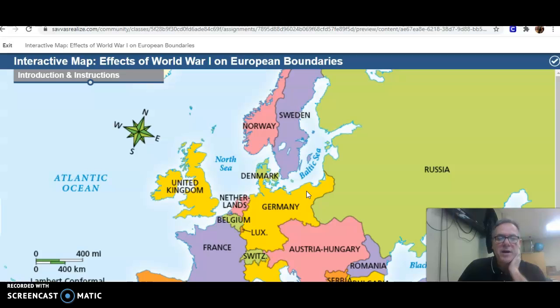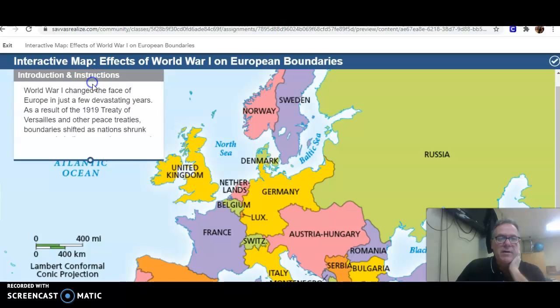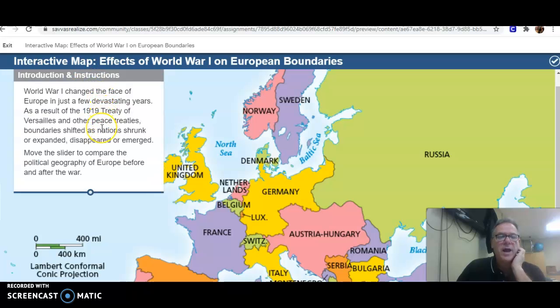So we have here loading up a map of Europe, and we can click right here, and what we're going to do is look at how World War I changed from 1914 and then the result of the Treaty of Versailles, which really punished the Central Powers. And what happened is this peace treaty shifted and changed nations. Some nations basically disappeared, some new nations came about. So we're going to use the slider, and we're going to look and see how the map of Europe changes.